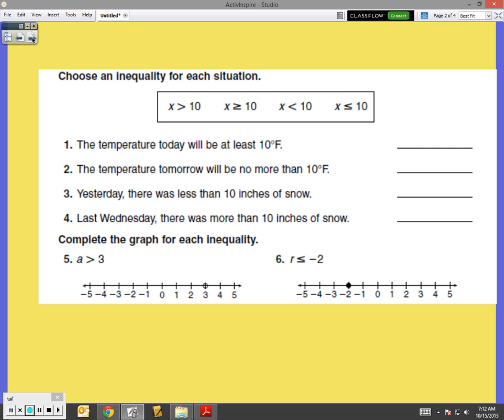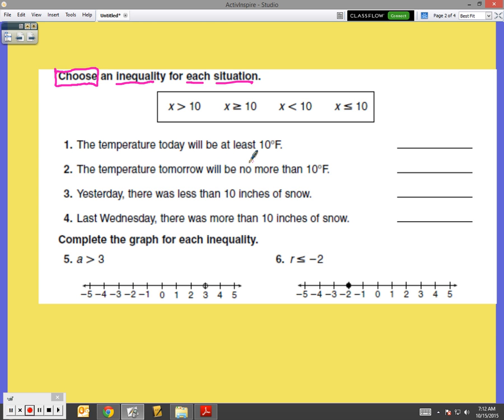Now, let's talk about reading or writing inequalities that match a given scenario. So let's take a look here. It says choose, there's my verb, choose an inequality for each situation. So we have x is greater than 10, x is greater than or equal to 10, x is less than 10, or x is less than or equal to 10.